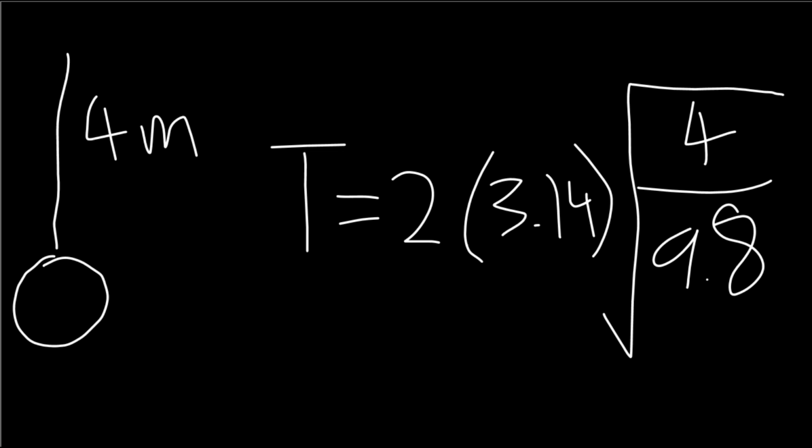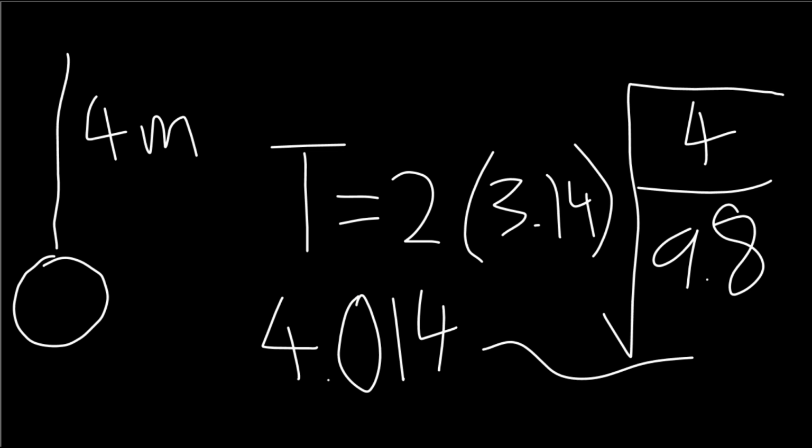And now you can solve this by yourself. The answer you should get, if you want to pause it right now and solve it, should be 4.014, rounded to the nearest thousandth. That's what I like to do in physics. A lot of other physicists like to round to the nearest hundredth. I don't like rounding to the nearest tenth. It's just not as accurate. Obviously, this decimal goes for a bit more, but I'm just going to round it for simplicity.